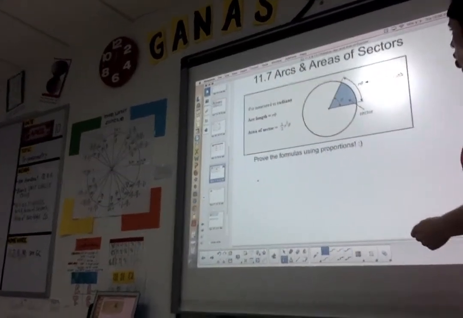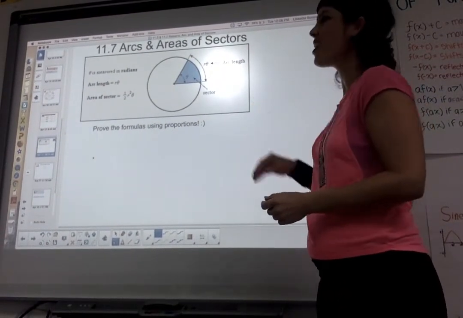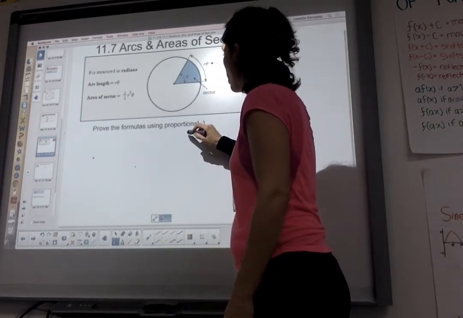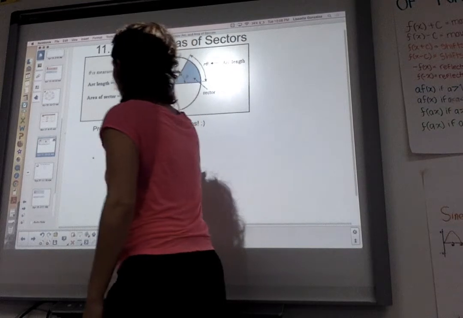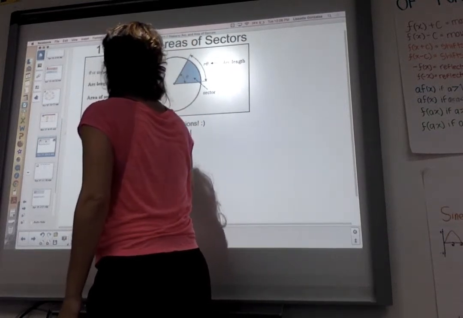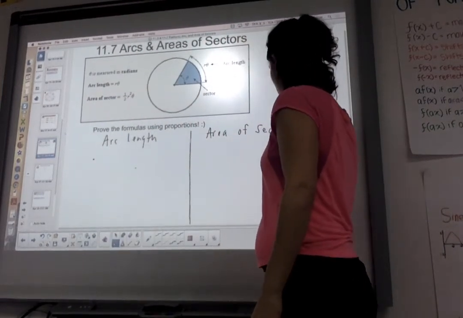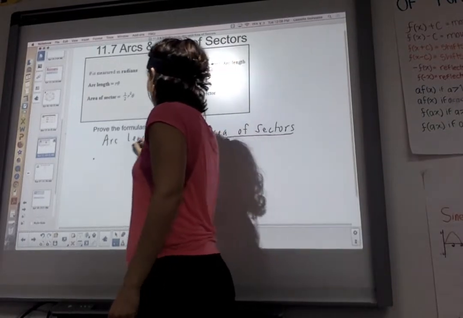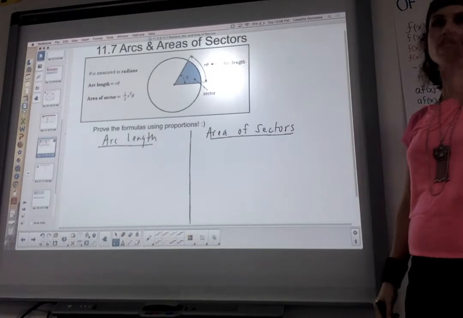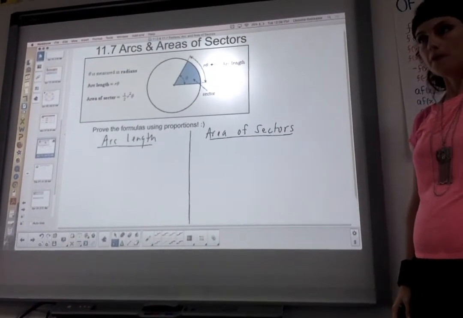Okay. So guys, arc, and you actually already came up with this, but watch, I'm gonna prove it to you using proportions. So we're gonna do two proofs. First for arc length, and then for area of sectors. I'm gonna prove to you these formulas and where they come from using the simple concept of proportions. Watch. Ready?